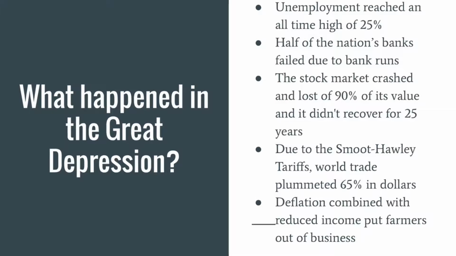The Great Depression started in 1929 and ended in 1939. It was the worst economic downturn in the history of the Western industrialized world. In the United States, unemployment reached an all-time high of 25%, and half of the nation's banks failed due to bank runs. The stock market crashed and lost 90% of its value and didn't recover for 25 years. Due to the Smoot-Hawley tariffs, world trade plummeted 65% in dollars, and deflation combined with reduced income put many farmers out of business.